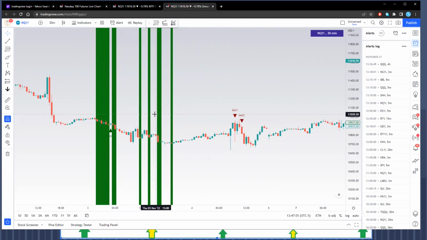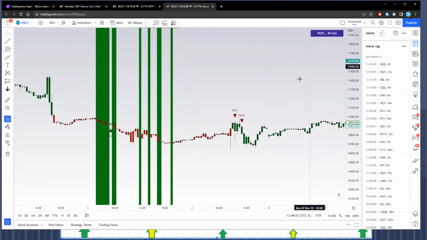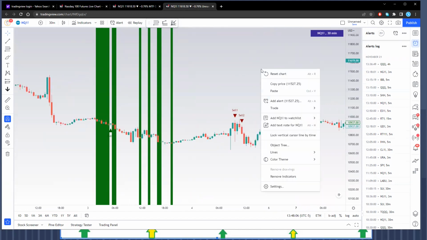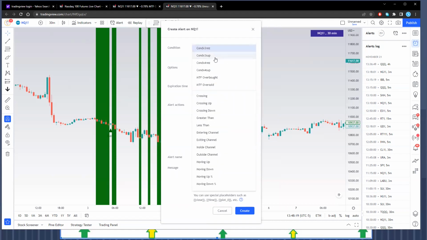You have an alert, by the way, that you can set up for yourself. To do that, you just click any element drawn. To set an alert, you right-click any part of the chart. You see here, add alert, you click it. And here, first, you go to condition, you click multi-time frame cycle trader, and here you have different types of signals. This is quadruple resistance, this is quadruple support, this is MTF overbought when we get those purple vertical lines, and this is MTF oversold, the green line.